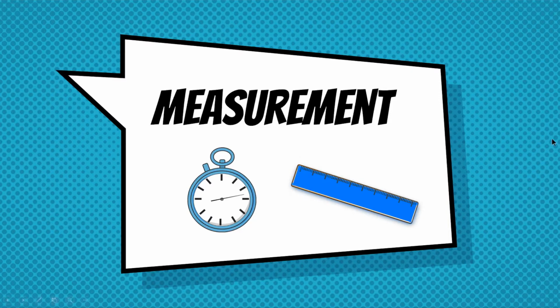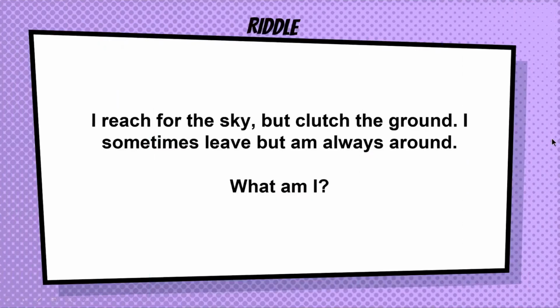Here is our, as per always, riddle to start us off. I reach for the sky but clutch the ground. I sometimes leave but am always around. What am I? I love a riddle that rhymes, just next level.